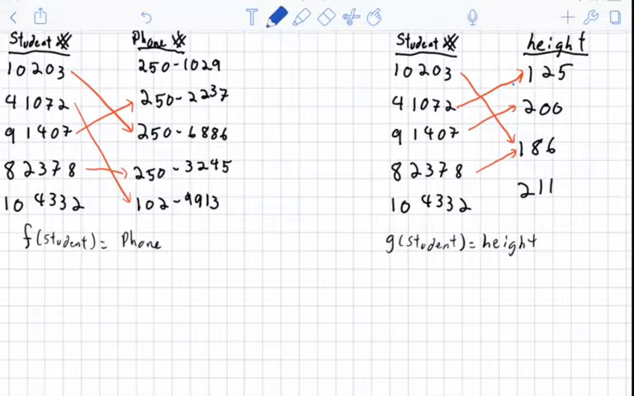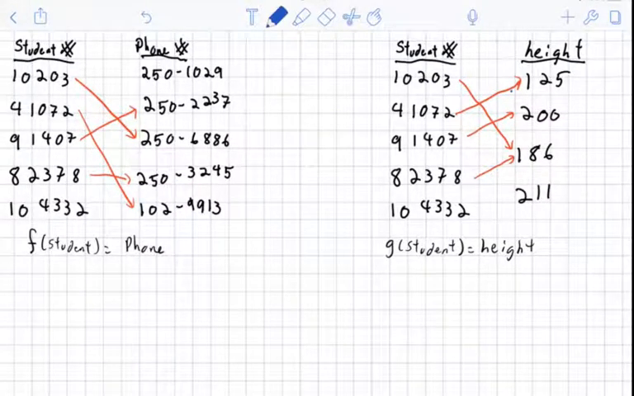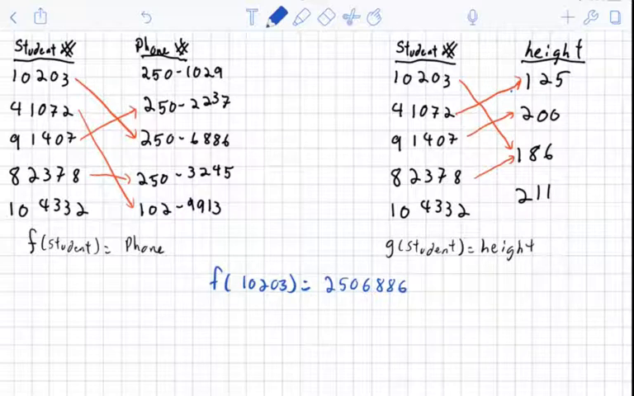Okay, so to start us off, here are two functions. Recall, how do you use a function? You put in a number, 10203, and then you follow the arrow down to 2506886. Okay.